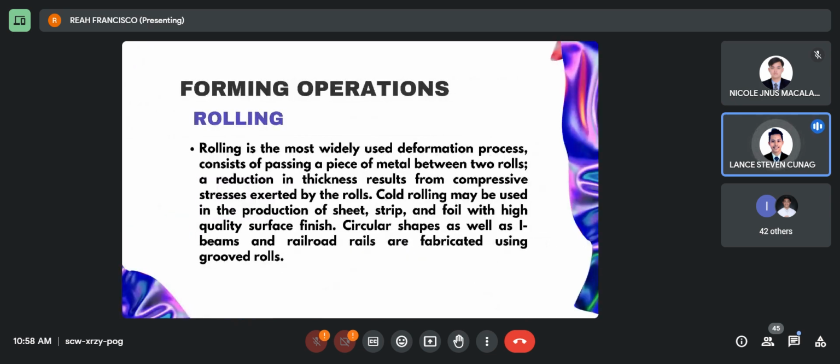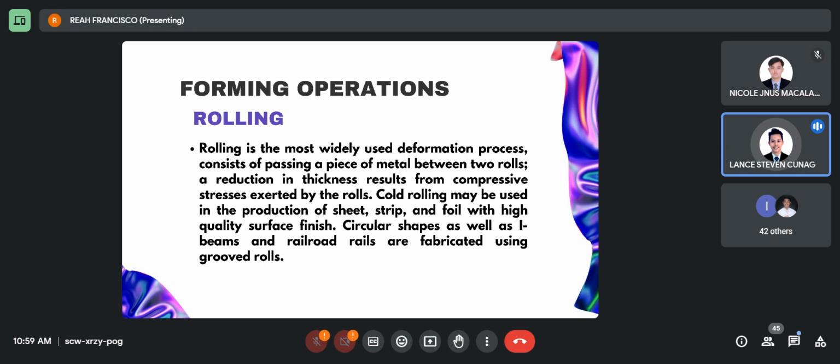Rolling is the most widely used deformation process. It consists of passing a piece of metal between two rolls. A reduction in thickness results from compressive stresses exerted by the rolls. Cold rolling may be used in the production of sheet, strip, and foil with high quality surface finish. Circular shapes as well as I-beams and railroad rails are fabricated using grooved rolls.